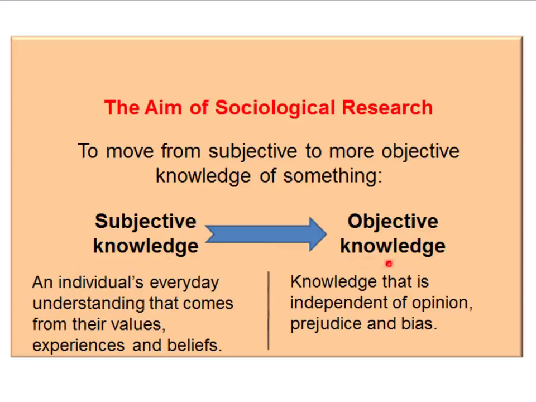So the goal of doing sociological research is to produce more objective knowledge of how society works. And objective knowledge is knowledge that is independent of opinion, prejudice and bias. So it's more factual than subjective knowledge. In other words, the goal of doing research in sociology is to produce an unbiased account of how society works.